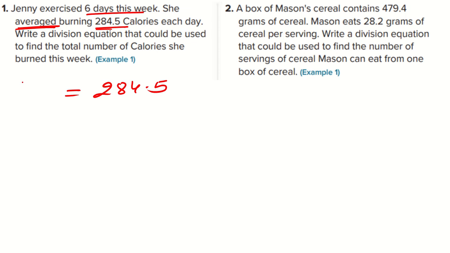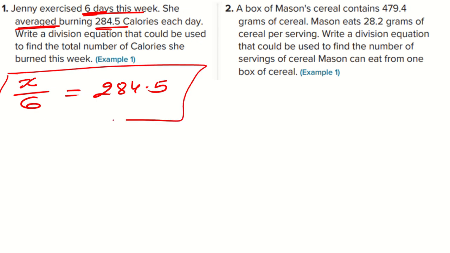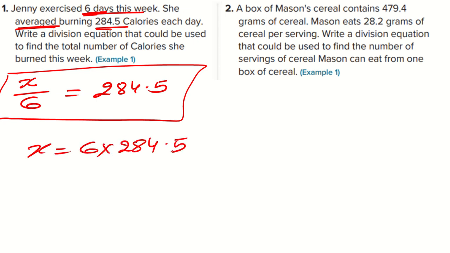Okay. So you see, total divided by the 6. Okay. Because why 6 only? Because she is exercising for 6 days. So x divided by 6 is equal to 284.5. To find the total number of calories, if they are asking to find the total number of calories also, then multiply by 6. 284.5 multiplied by 6 will give you the correct answer.